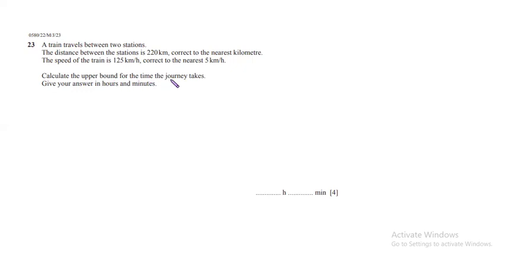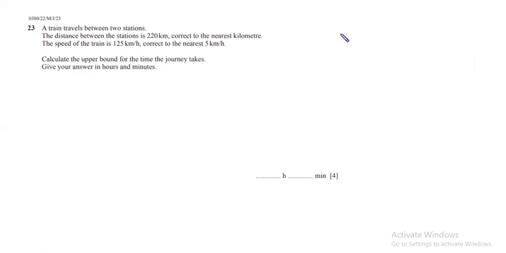Now, this is a question related to speed and bounds. So the formula to calculate the speed is distance divided by time. But here we need to calculate the time. To calculate the time, I need to switch these two. So time is equal to distance divided by speed.